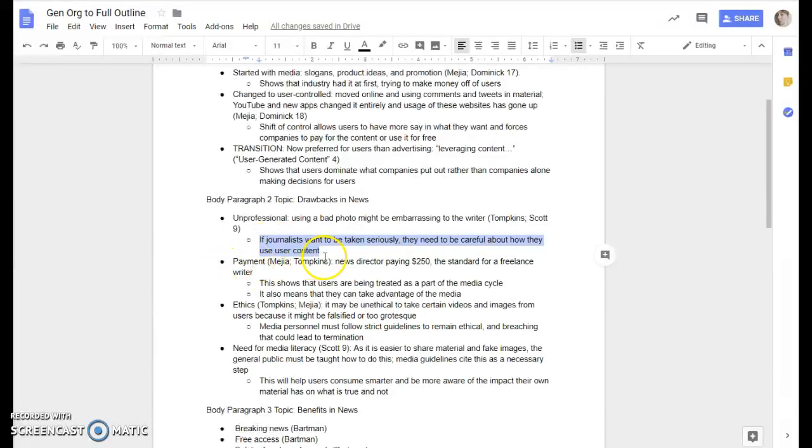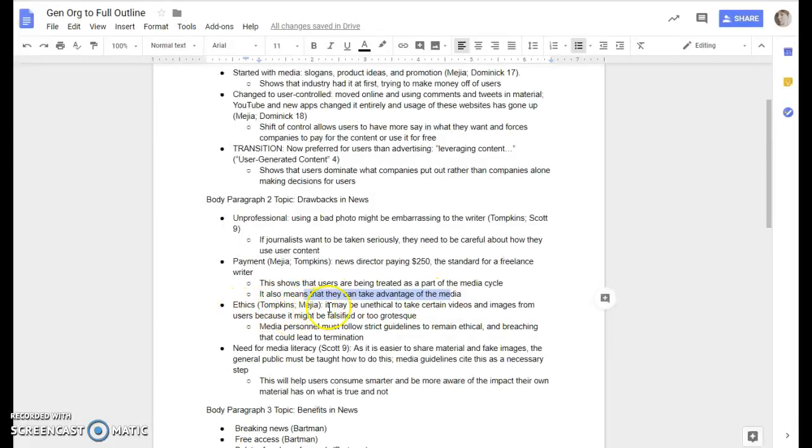Then I have payment. The example I decided to give was a news director having to pay $250 for a video, which was the standard for a freelance writer. Well, what does that mean? It shows that users are now being treated as a part of the media cycle. It also means they can take advantage of the media or attempt to in order to try and make some money. So that's something to consider for news organizations.